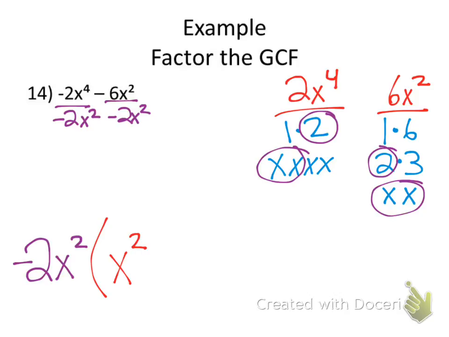If you want to write positive 1 in the front, you can. If you want to just leave it like that, that's fine too. All right, what's negative 6 divided by negative 2? Positive 3, so I have a plus 3. I had an x squared, I'm taking away an x squared, so how many x's do I have? None.